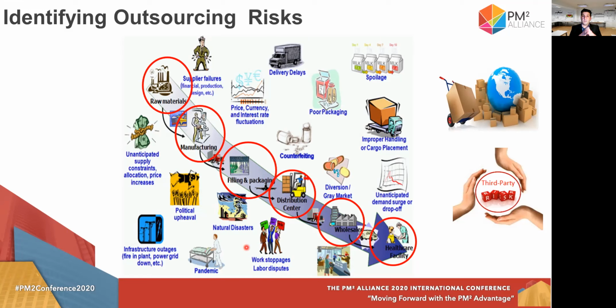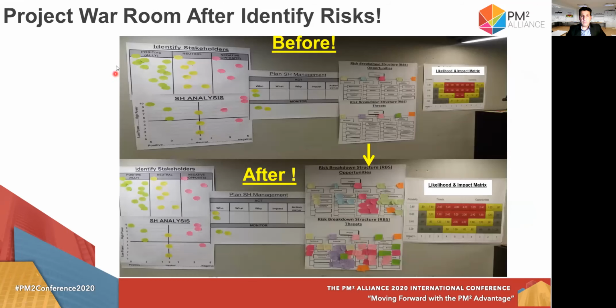Remember that when you are using a third party, it can be a great help, but the reputation risk stays on your shoulders. The client side or the client itself knows you. He doesn't know and he doesn't want to know the subcontractor. So at the beginning of the identify risk process, the templates are like this. The RBS is empty, but after the identification of the risks, it is like this, full of post-its.